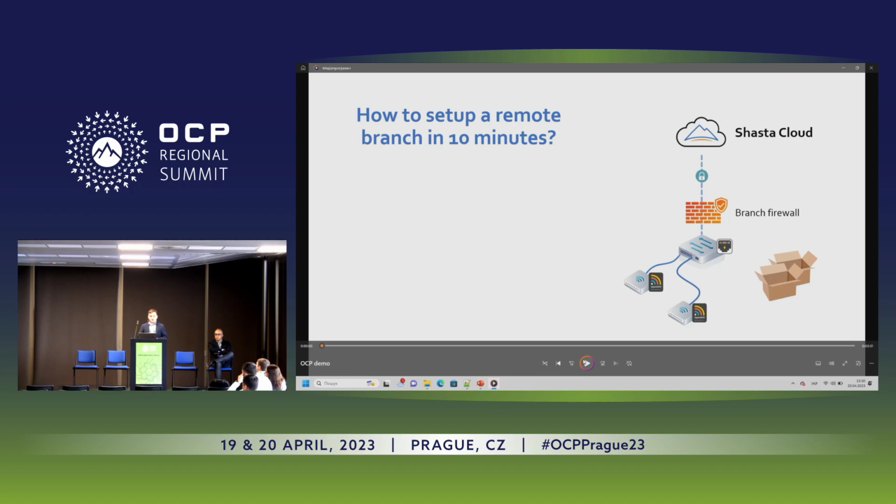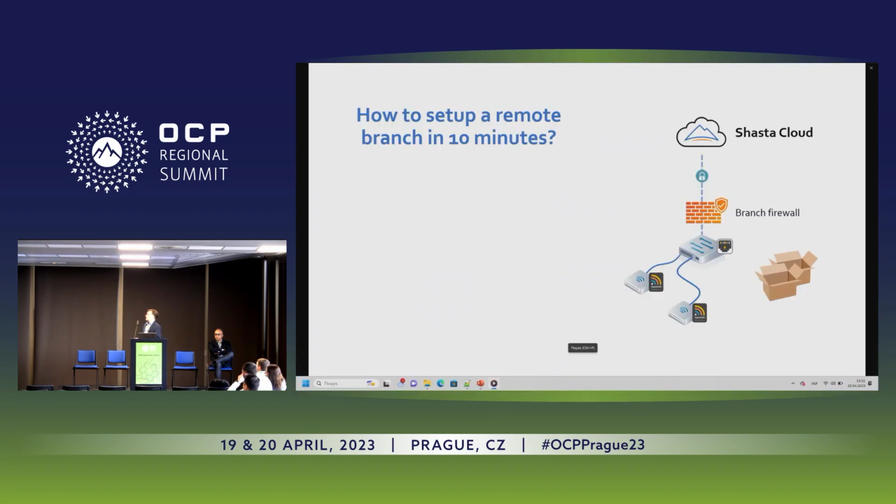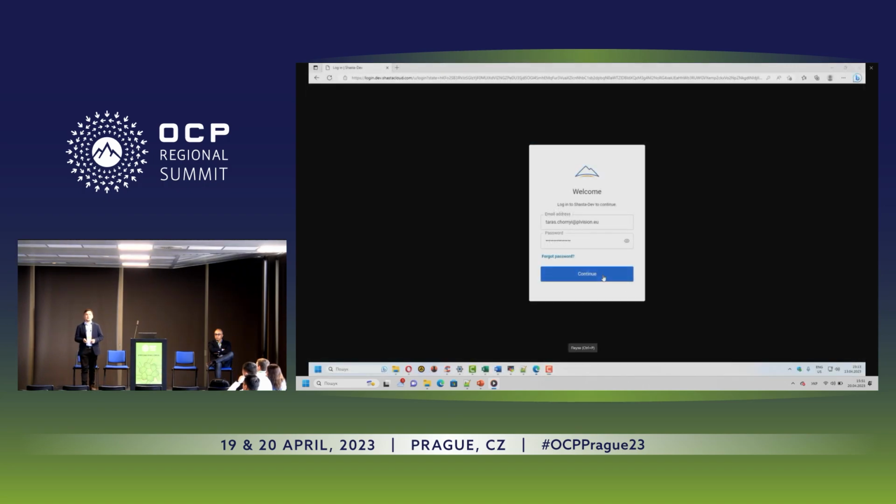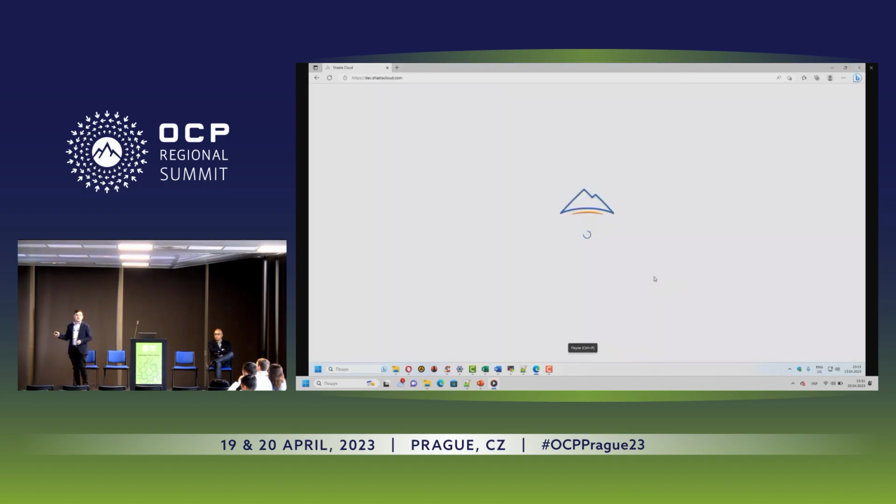So basically here, we will talk about how to set up a remote branch in 10 minutes. Configure your branch, talk with your ODM to drop ship your white boxes, connect to the firewall, and grab some coffee. This is how it looks when you are actually doing this with the software.